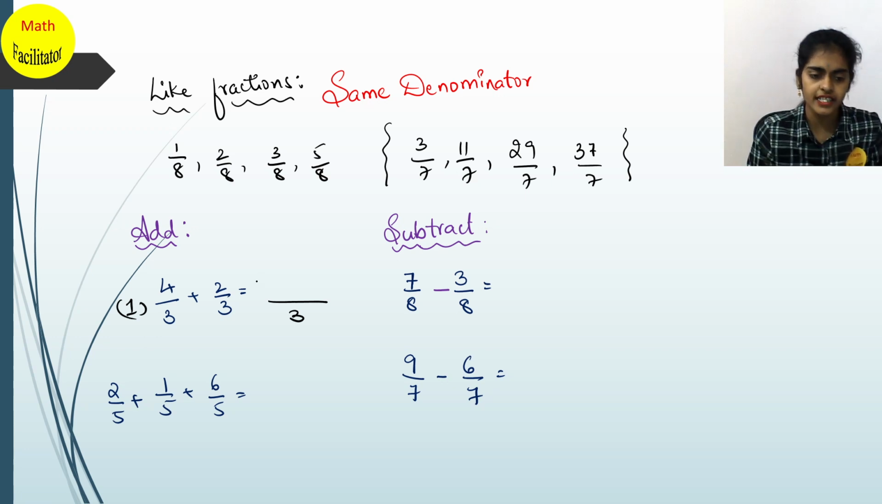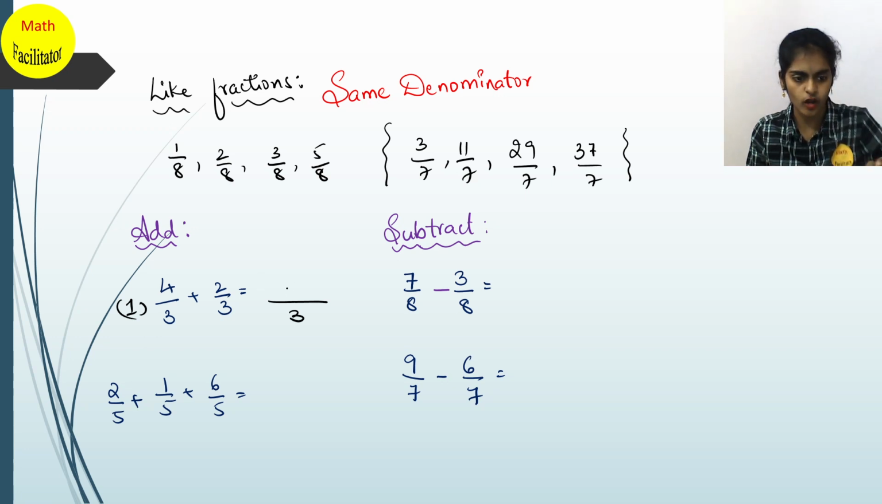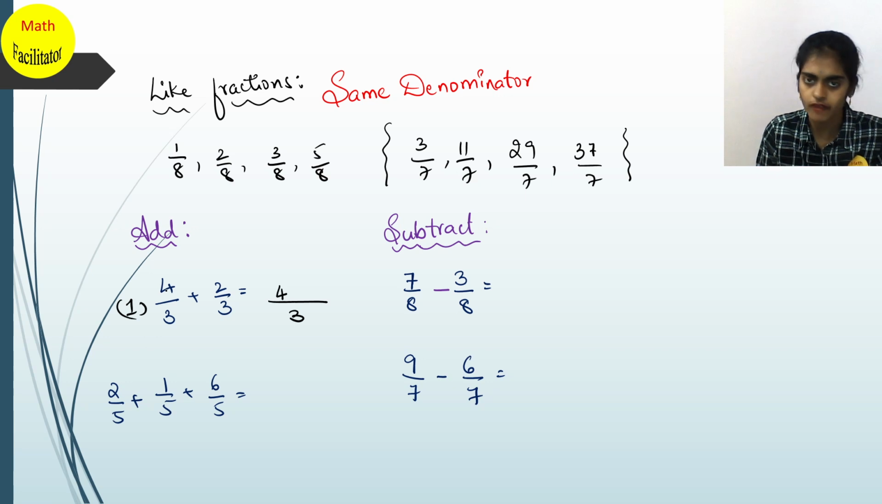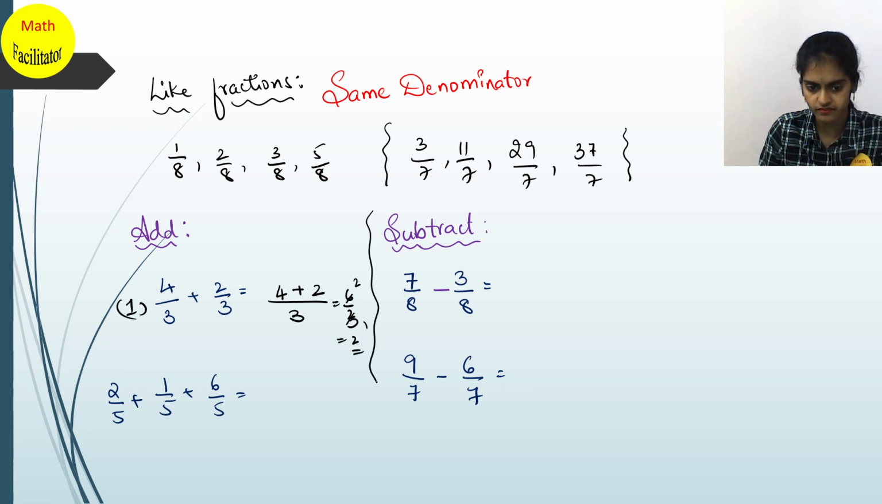Now in the numerator, you will do nothing. You will just copy whatever numerator you have. Here you have 4, copy 4. In between you have plus, write plus, and then you have 2. Just copy the numerator. So it is 6 by 3, and I can write it as 3 ones are 3, 3 twos are 6. So this is 2.